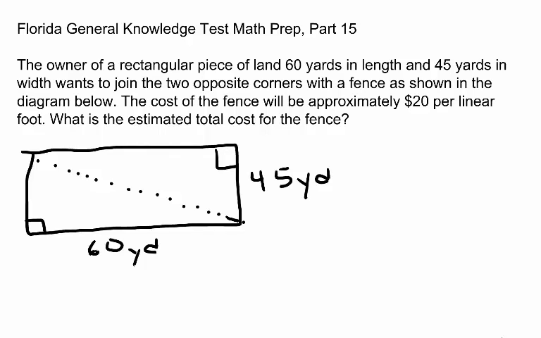We note that in a rectangle, each corner is a right angle. We can see here these little squares indicate right or 90-degree angles. Our fence bisects the rectangle diagonally and goes across here, forming essentially two triangles. So if I want to find the length of the fence, I can use what's called the Pythagorean theorem.